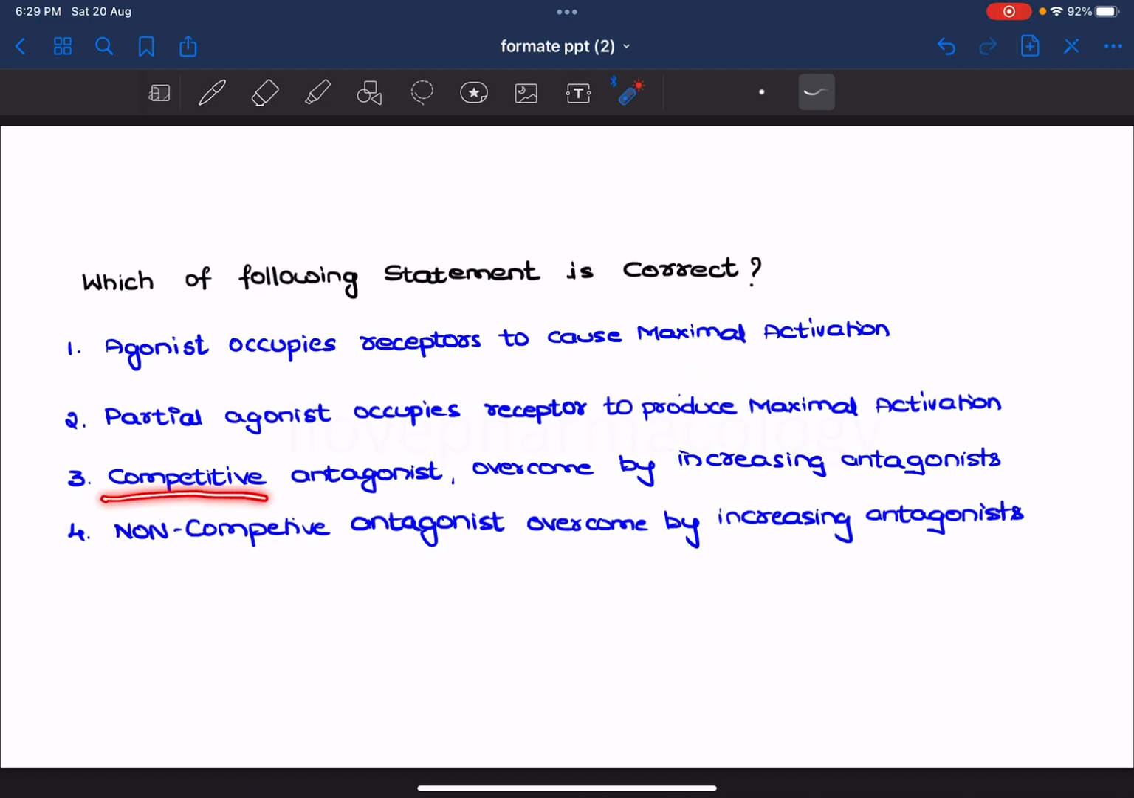Whereas a competitive antagonist can be overcome by increasing the agonist dose, not the antagonist. Here, non-competitive antagonist can be overcome by increasing the dose of antagonist. Here, non-competitive antagonist cannot be overcome by either increasing the dose of antagonist or increasing the dose of the agonist.